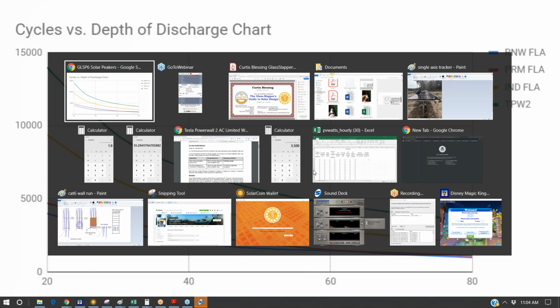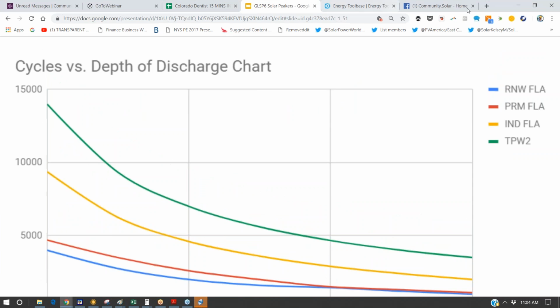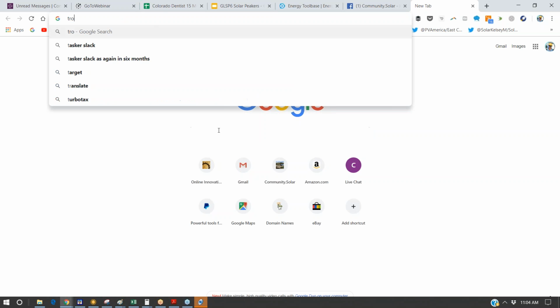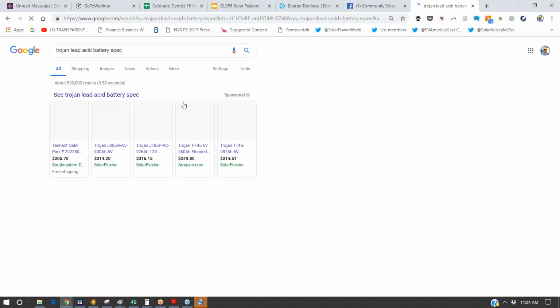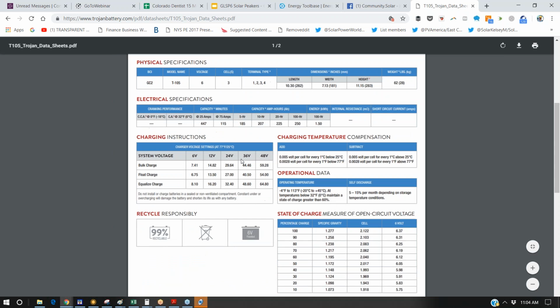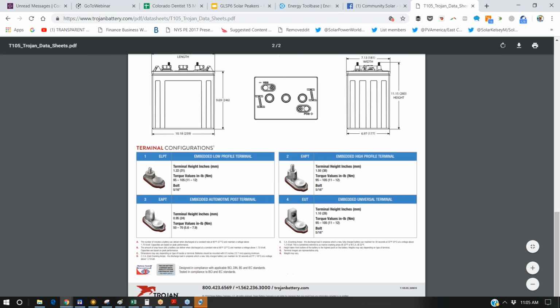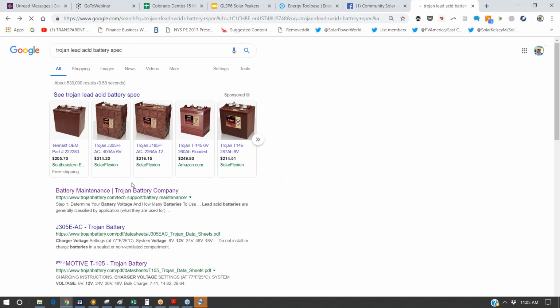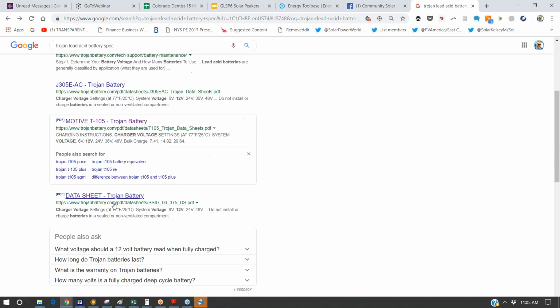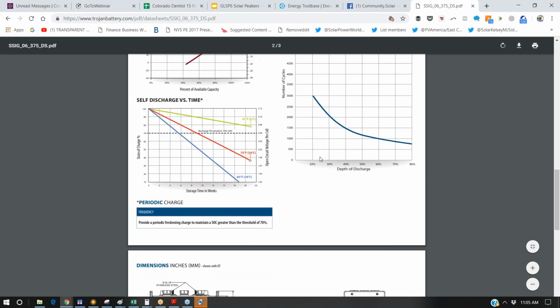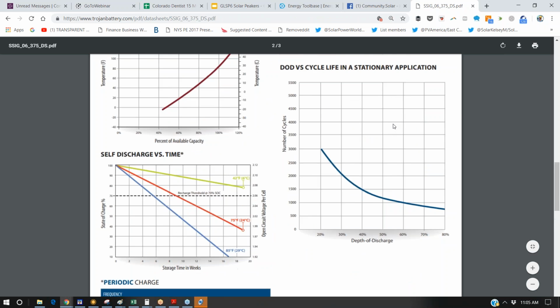Let me just do a real quick online search for a battery spec sheet here. Let's go with a Trojan lead acid battery spec. We've got percent of capacity, so let's see. We don't have it on that one. Let's try a different data sheet. Sometimes these don't come up on every single data sheet, but here we go.